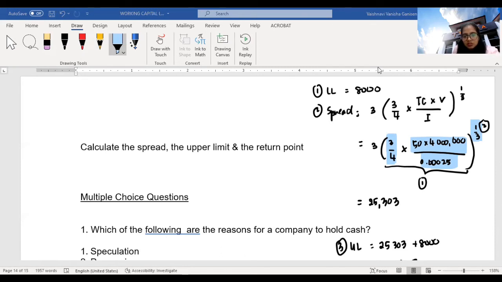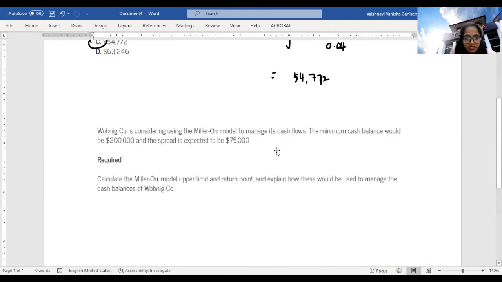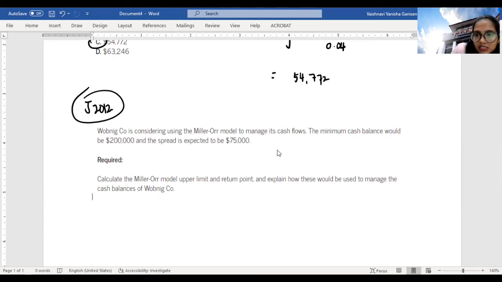Now, what I'm going to do is I'm going to do a partial question. This question is from June 2012. Let me share screen first. June 2012 here. Wapnik, it's its name. It's a Miller-Orr model question. It's quite simple. It's quite straightforward. It's something that is easy for you guys to handle. That means I believe that actually these questions are quite straightforward.